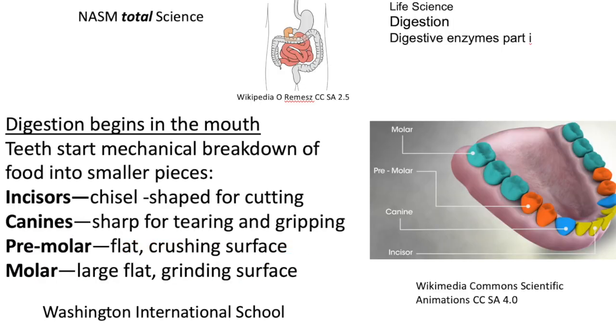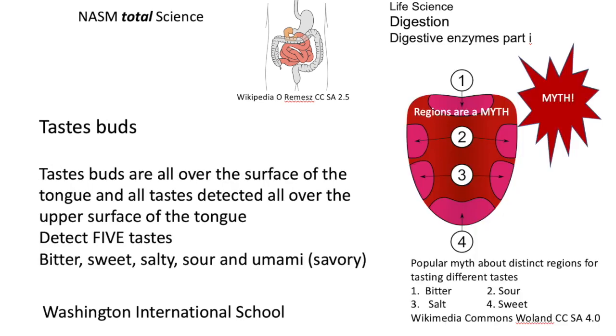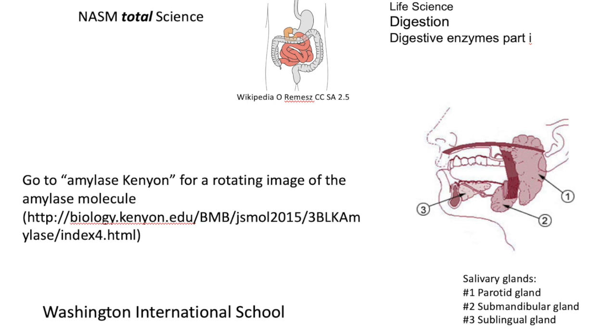Teeth are chisel-shaped in sizes for biting; canines, sharp for gripping, perhaps more important in wild carnivores; molars and premolars, which are flat for crushing and grinding. And the surface of the tongue has taste buds. It's a myth that there are particular regions, but they do detect 5 tastes: bitter, sweet, salty, sour, and the umami savory taste. And if you want to see a rotating image of amylase, go to amylase Kenya.